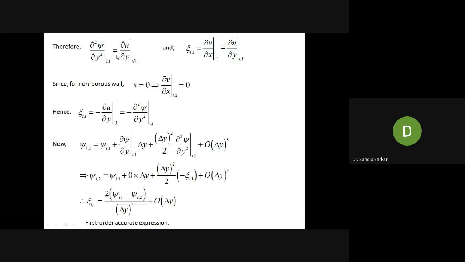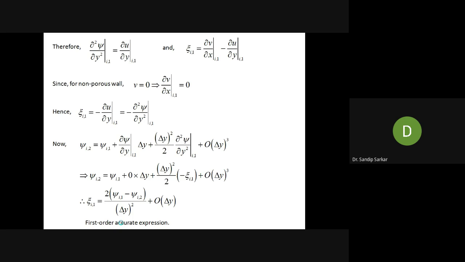Okay, sir. It is not 0. Now this expression is understood, how we are getting this vorticity value at the wall. Very straightforward. Now we have seen how we can get the vorticity value at the wall.